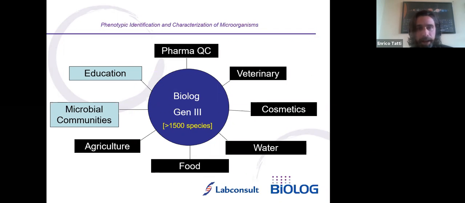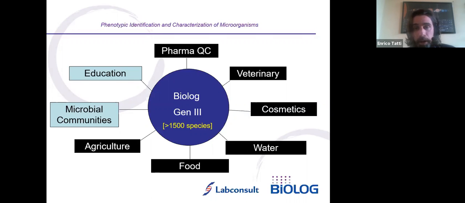And this is a little bit more detail on the Biolog Gen 3 application. The Biolog Gen 3 application actually has in its database over 1,500 different species. And the database has been built and crafted to suit the needs of pharma quality control microbiology, veterinary microbiology, cosmetics, water analysis, food, and agriculture, meaning that in these over 1,500 species, you find microbes that are commonly found in this type of environment.